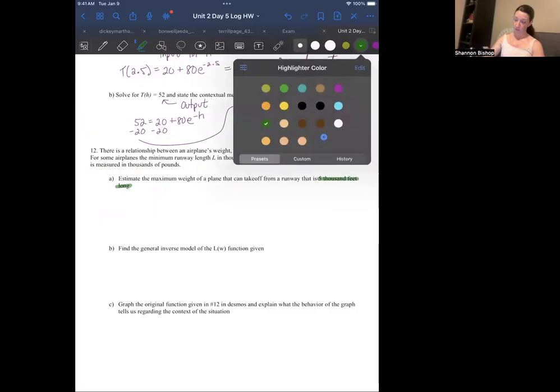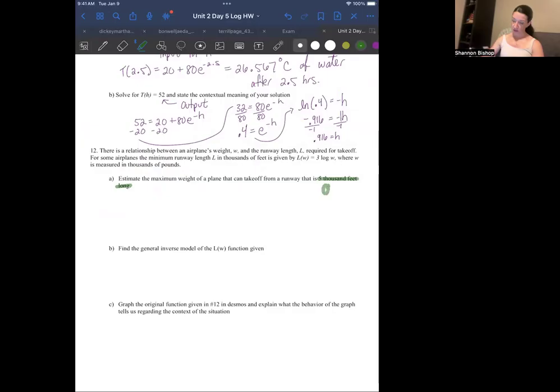That's the output. So this is trying to tell us that the output is 5,000. Now, remember, this model is already in thousands. L is in thousands, so I don't have to put three zeros. I can just put five. The model's already in thousands. So 5 on the outside equals 3 log W.